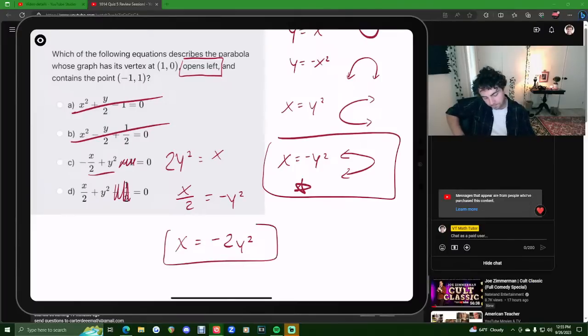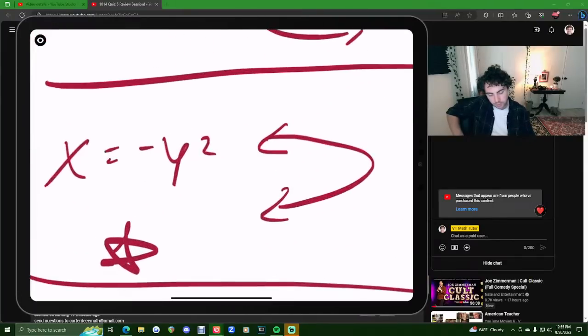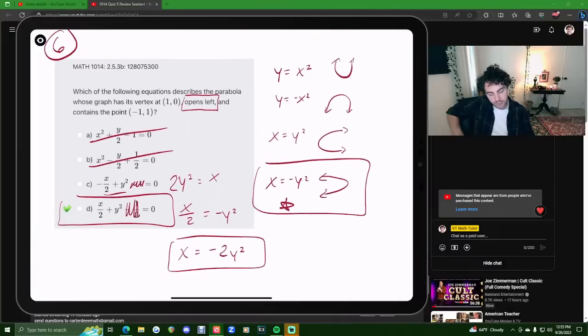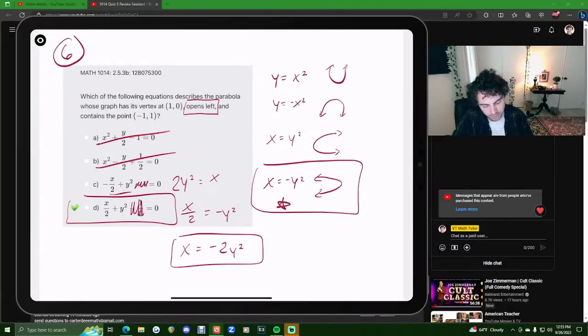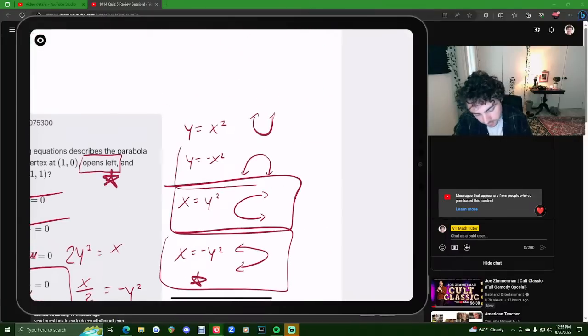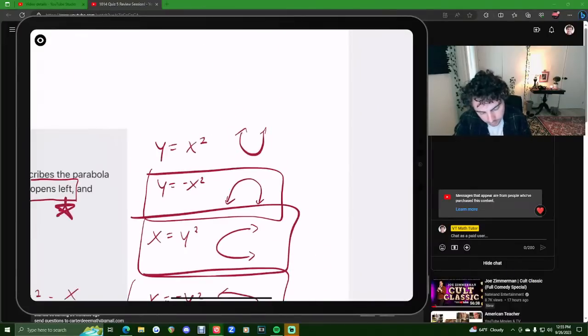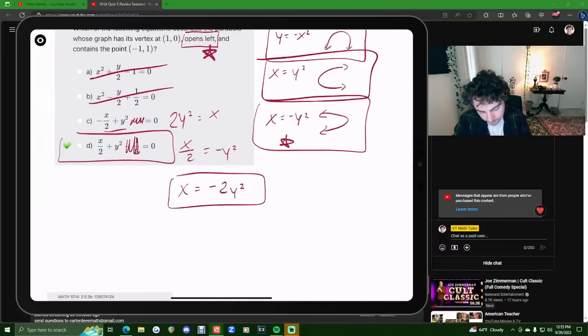Okay? So D is our answer here, because that is the equation when rearranged that would produce x equals negative y squared, or some variation of that. And we're looking for that because it opens left. All right. So again, x equals y squared would be opening right. Negative x squared opening down. Positive x squared opening up. All right. That was number 6.